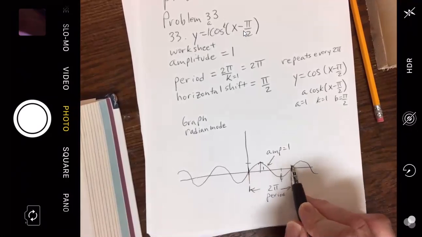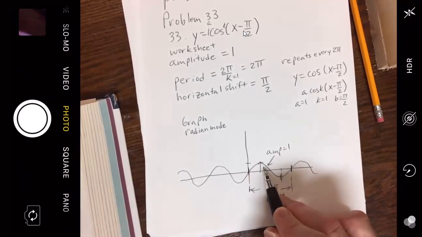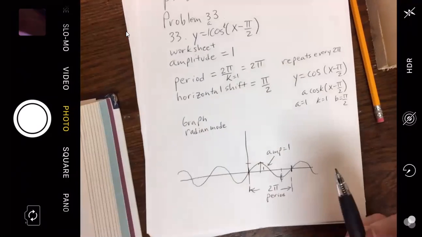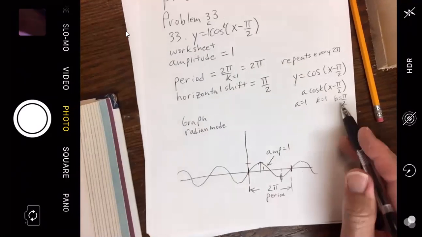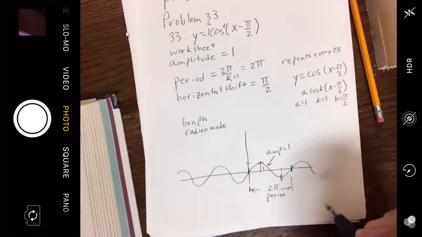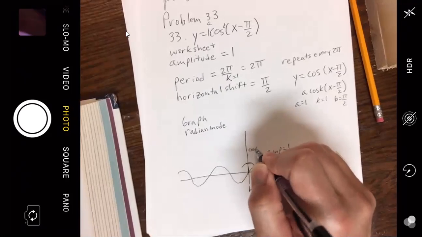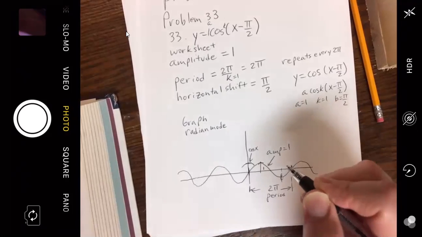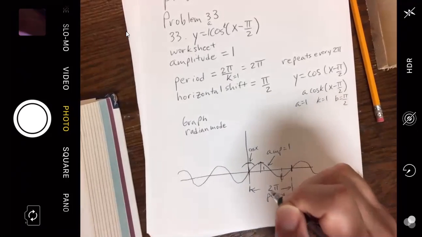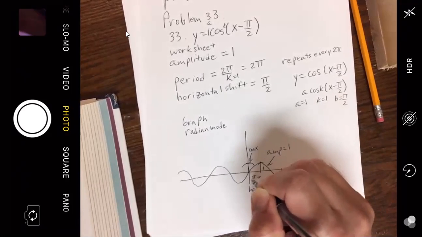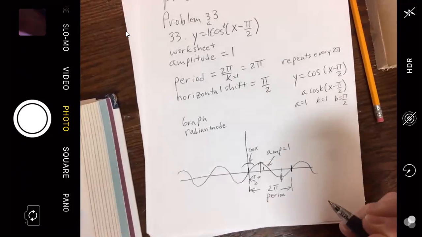Your period of 2 pi. Your amplitude is 1. And your shift is pi over 2. That is shifted from a pure cosine. Cosine of x goes through the y-axis there, and this has been shifted pi over 2. In effect, the pi over 2 is the shift from this peak back. That is your horizontal shift.